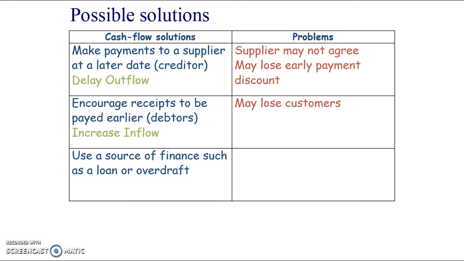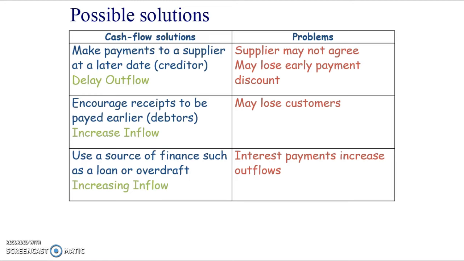You could use a source of finance, such as a loan over an overdraft. So that again is increasing your inflow into your business. But if you take out a loan or an overdraft, you're going to have interest payments on this. So it's actually, in the long run, going to increase your outflows. So if it's just to cover a short-term problem, no big worry about that.